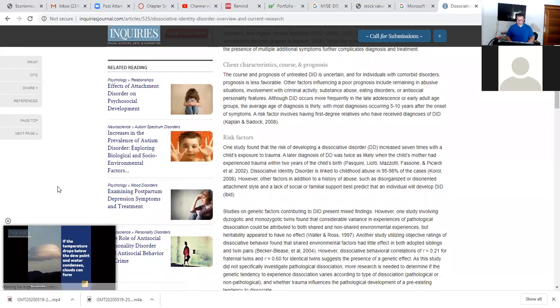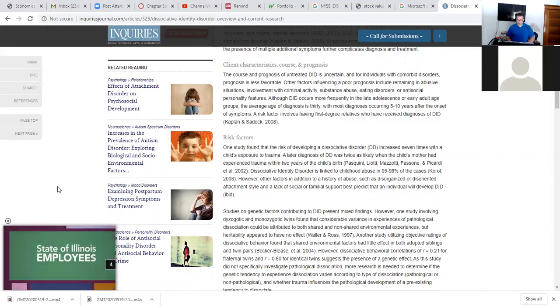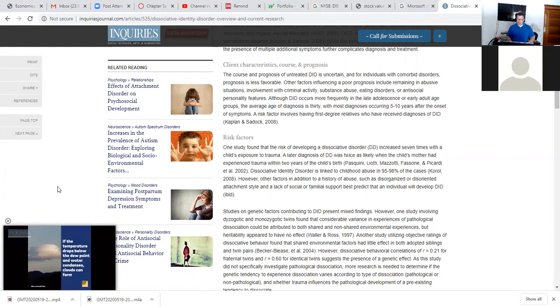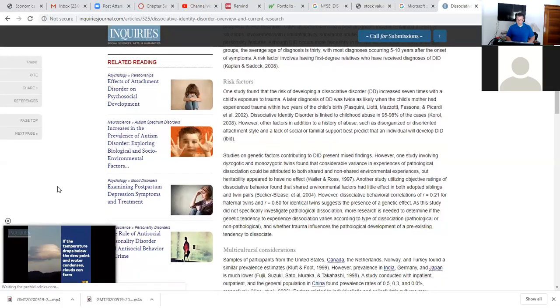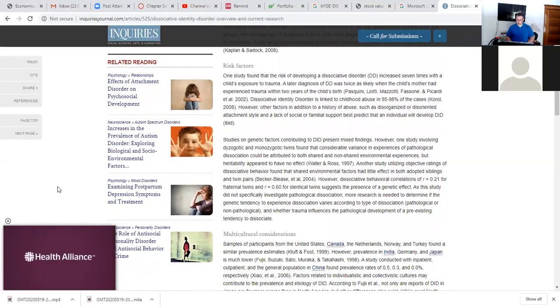Course and prognosis is uncertain. For individuals with comorbid disorders, it's less favorable. Other factors, which again gets into a couple of other questions, include a poor prognosis with remaining in abusive situations, involvement with criminal activity, substance abuse, eating disorders, or antisocial personality features. Some of the research here: the risk of developing a dissociative disorder increased 7 times with a child's exposure to trauma. A later diagnosis is twice as likely when the child's mother had experienced trauma within 2 years of the child's birth.